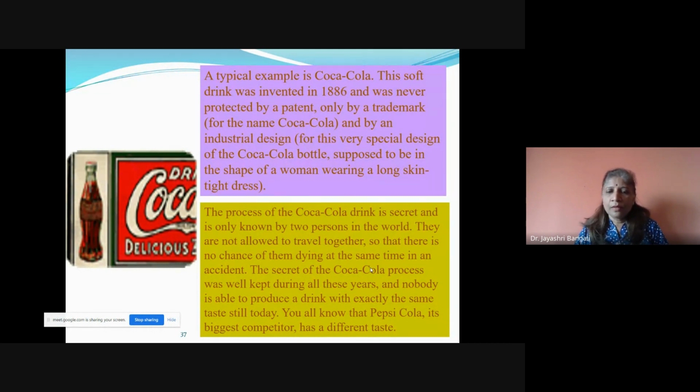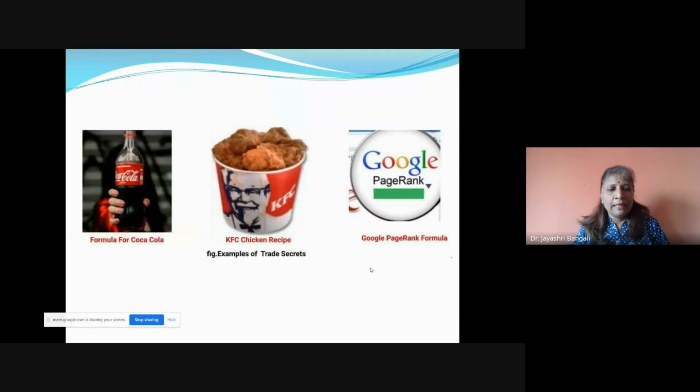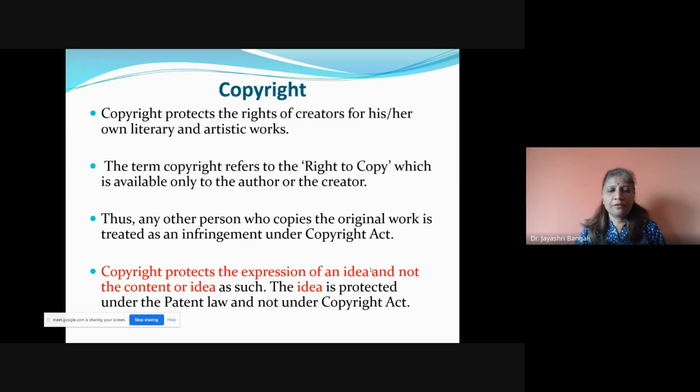Only a few people in the company know about it, and there are conditions that all the people who know the recipe cannot travel in one plane, to keep it secure. Then the KFC kitchen recipe is also one of the trade secrets, and the Google page rank formula is another type of trade secret.